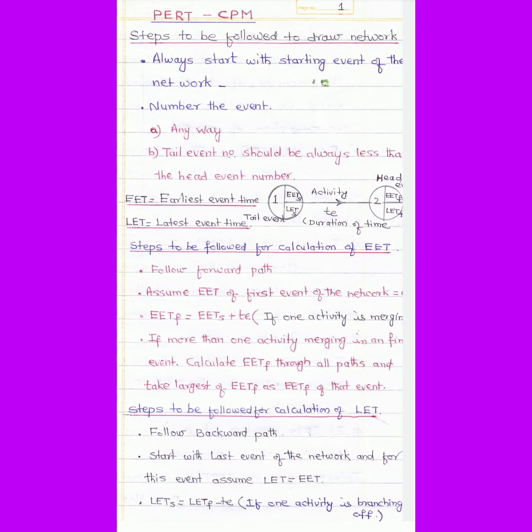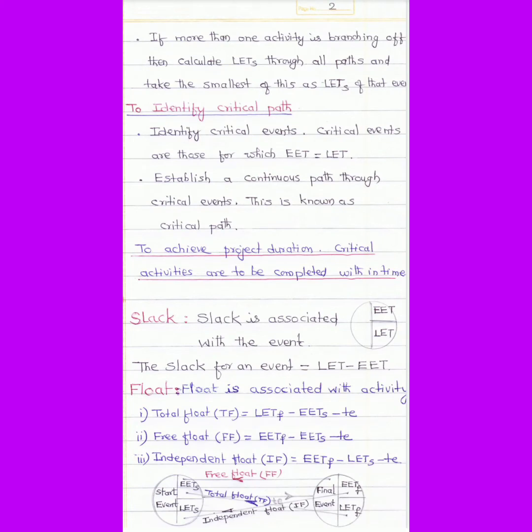Steps to be followed for calculation of LET. Follow the backward path. Start with the last event of the network and for this event assume LET is equal to EET. LETS is equal to LETF minus TE if one activity is branching off. If more than one activity is branching off, then calculate LETS through all paths and take the smallest of these as LETS of that event.